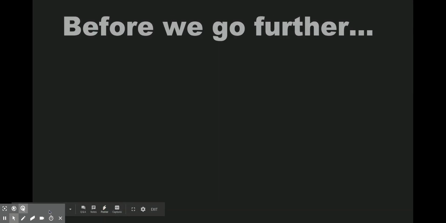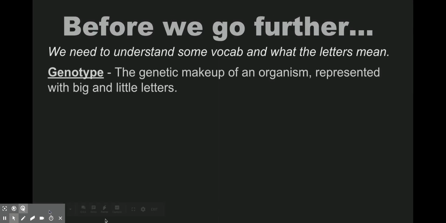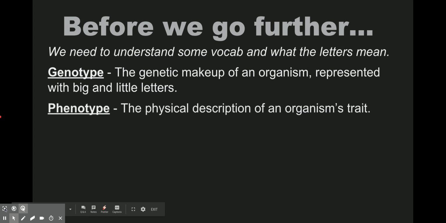All right. Before we go any further, you got a little bit of vocab that I want you to write down. Remember, you really need to keep up with vocab in this unit. If you don't, you're going to get super lost. New word, genotype. A genotype is the genetic makeup of an organism represented with big and little letters. If that's confusing to you right now, that's all right. We're going to talk about it in a little bit. The other thing we're going to talk about is phenotype.